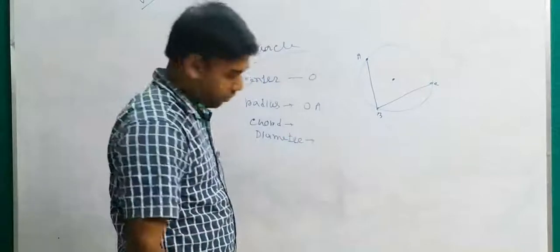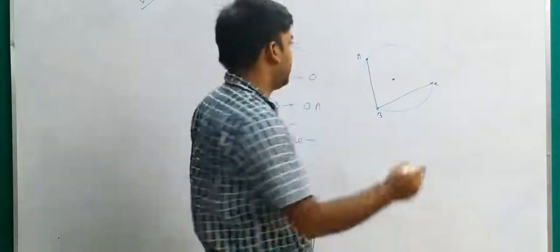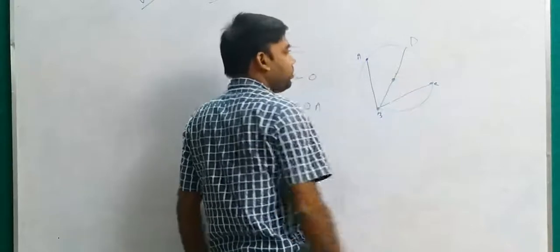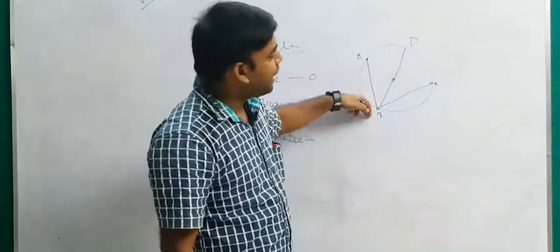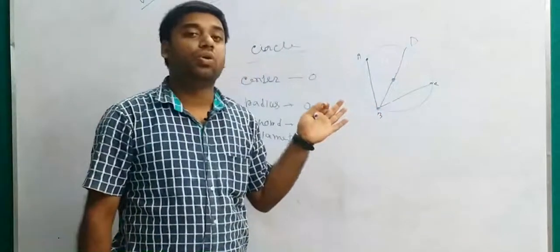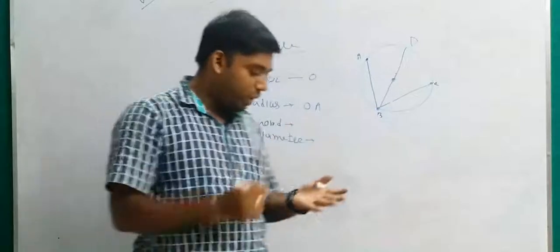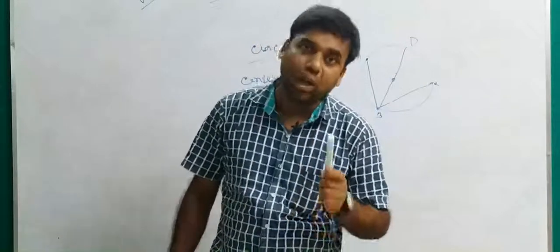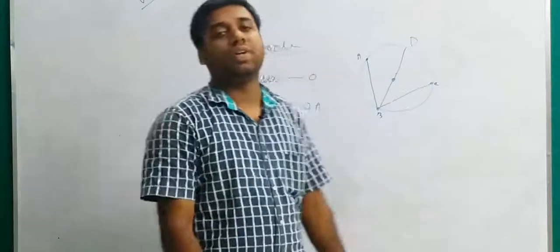Now next, diameter. A diameter means the chord which passes through the center, that is the chord BD which passes through the center. Why is it a chord? Because it joins 2 points B and D which lie on the circumference, and as it passes through the center, it is called the diameter. One question, students: what is the largest chord of a circle? The answer is diameter. Diameter is the largest chord of a circle.